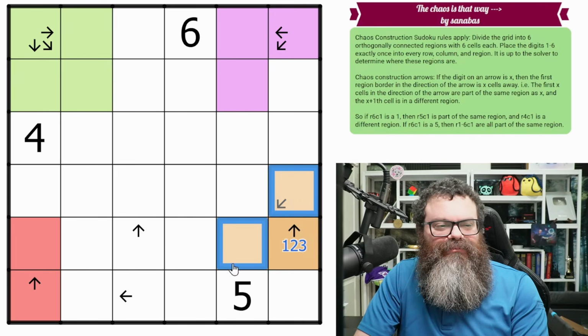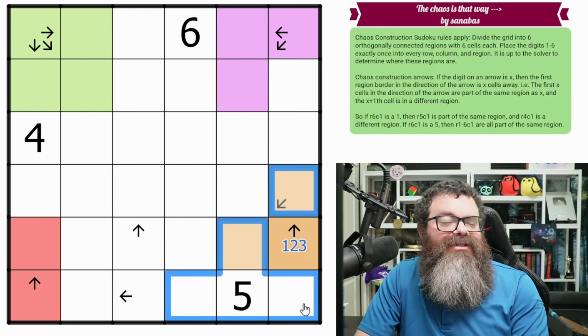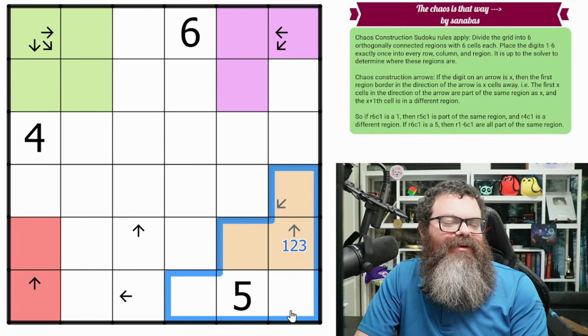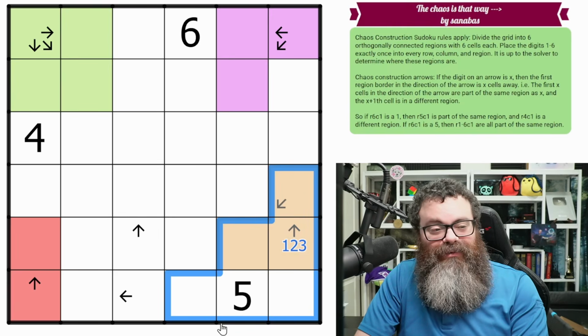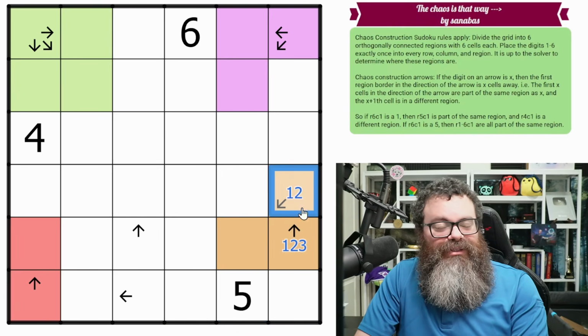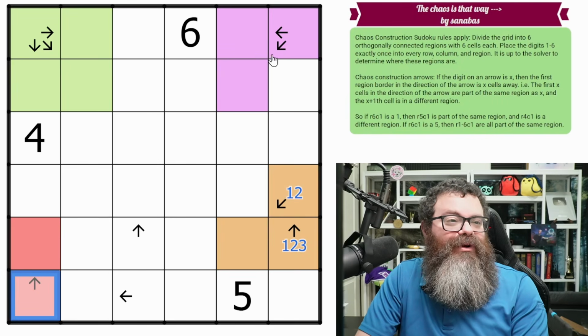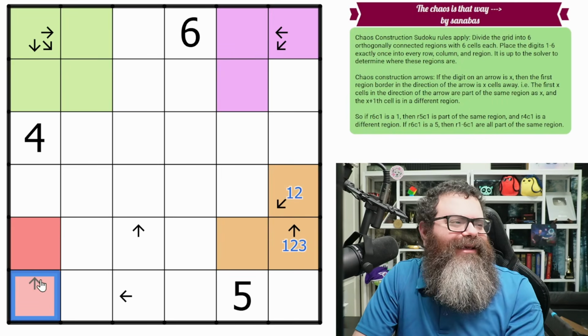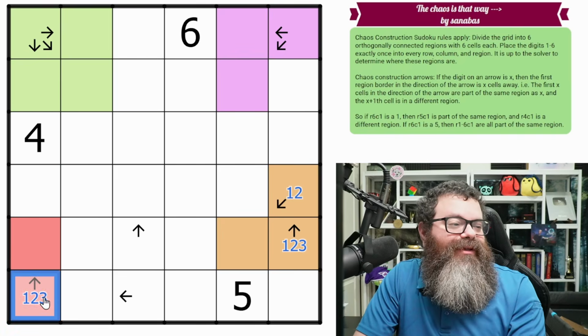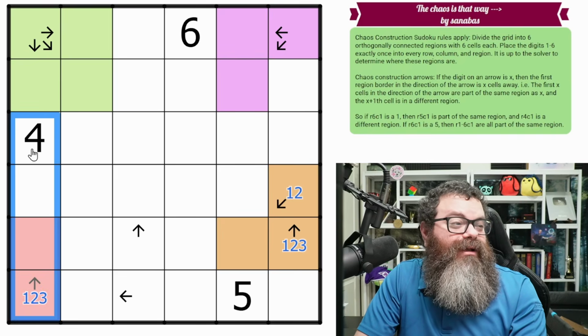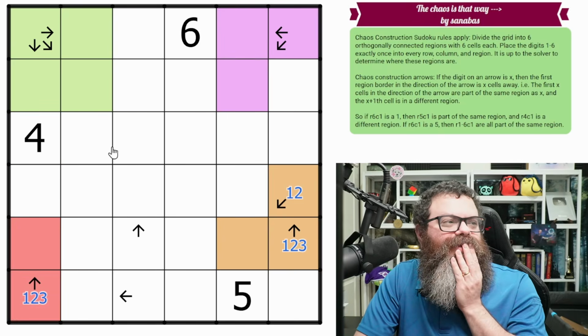This one, can it actually be a 2? Yeah, because we could just do this and we'd end up with this nice 6 cell region. This would be 1, this would be 2. That would be okay. So this is 1 or 2. This one, I'm avoiding the double arrows until I do these easier ones. This also goes up to 3. Could it actually be a 3? I don't see why not. At least not at the moment.